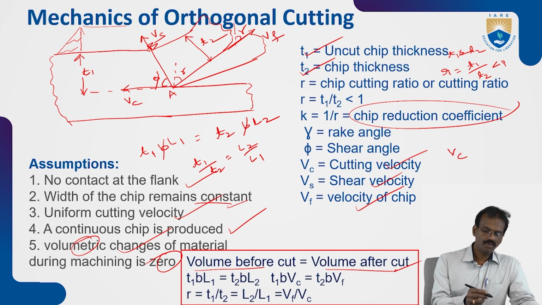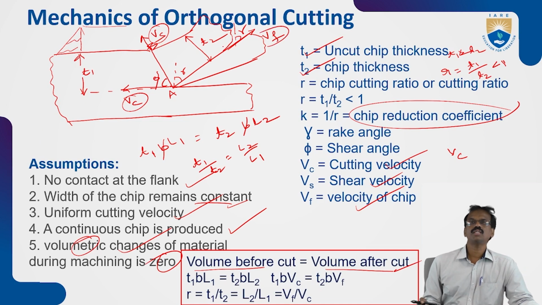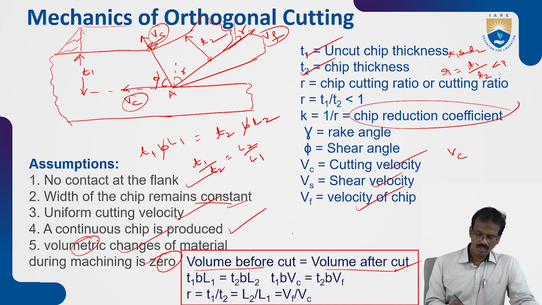One more thing is the velocities. Velocity along the shear is the shear velocity. Along the cutting direction is the cutting velocity. Along the chip is the frictional velocity. We'll see the relationship between them. You know the continuity equation: A1 V1 is equal to A2 V2.